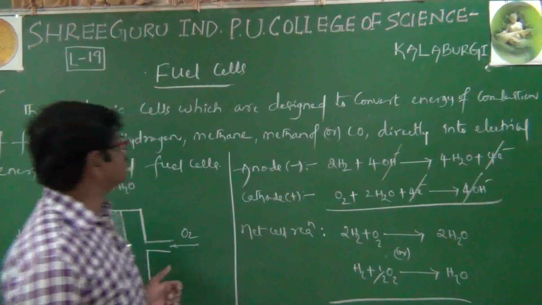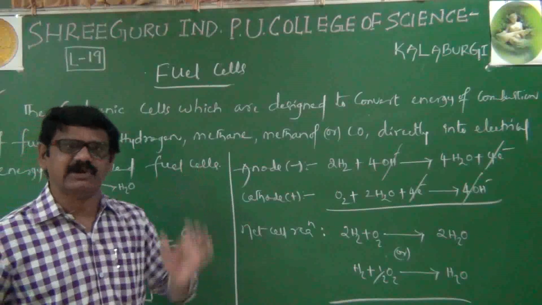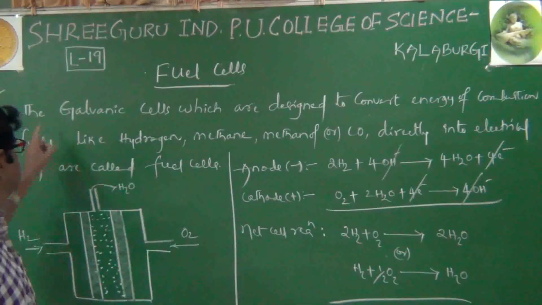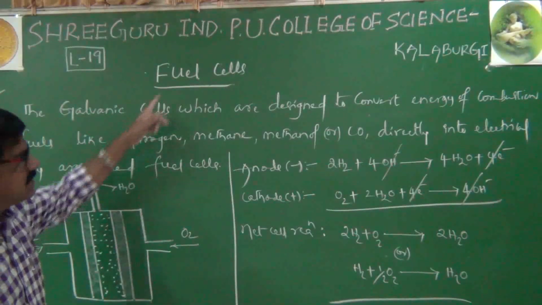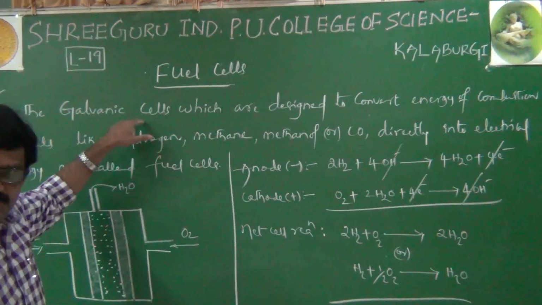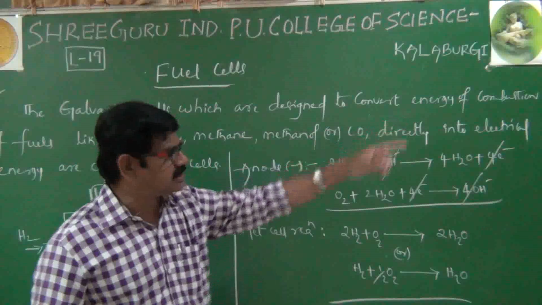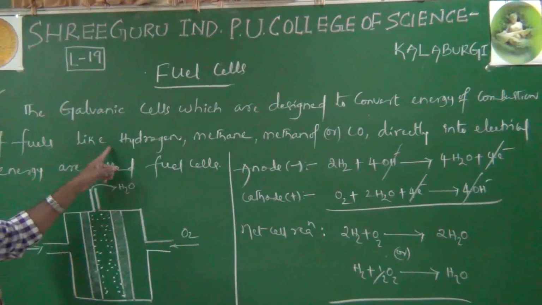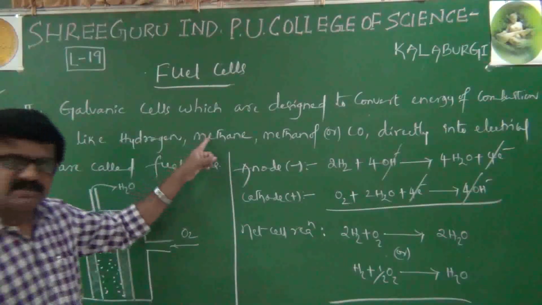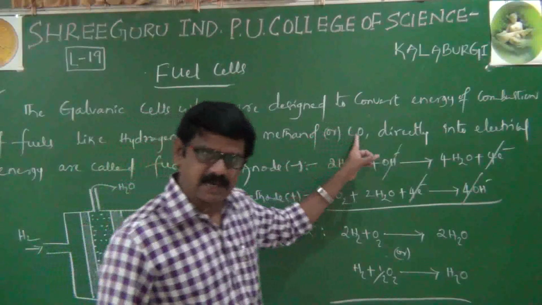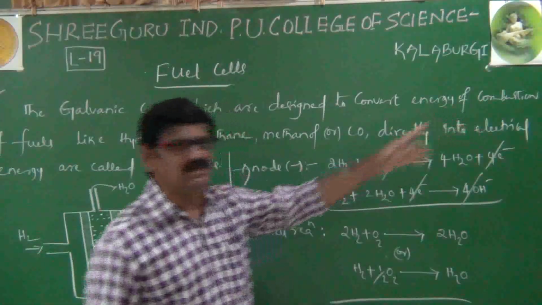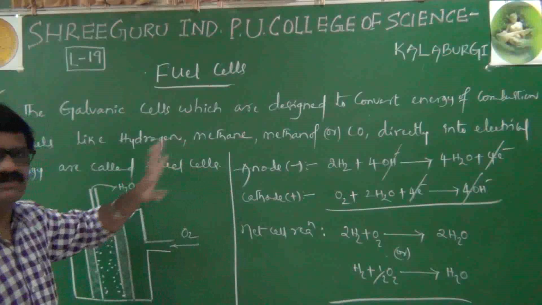First we'll see the exact definition of a fuel cell. Fuel cells are also a type of galvanic cells only. The galvanic cells which are designed to convert the energy of combustion of fuels like hydrogen, methane, methanol as well as carbon monoxide directly into electrical energy are called fuel cells.